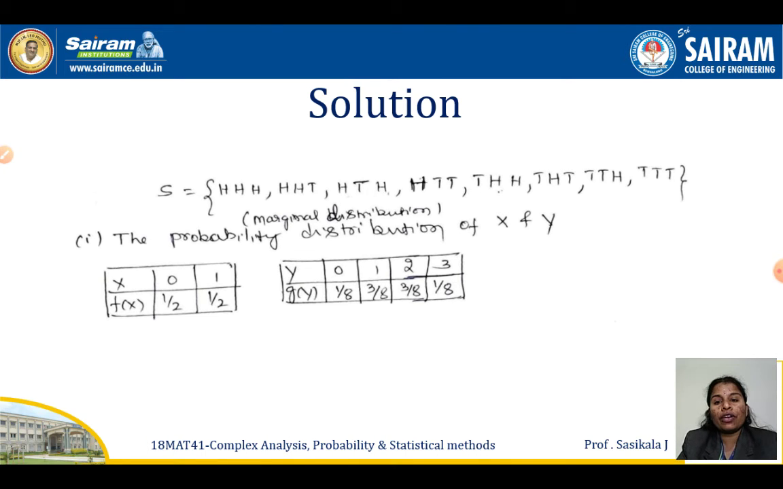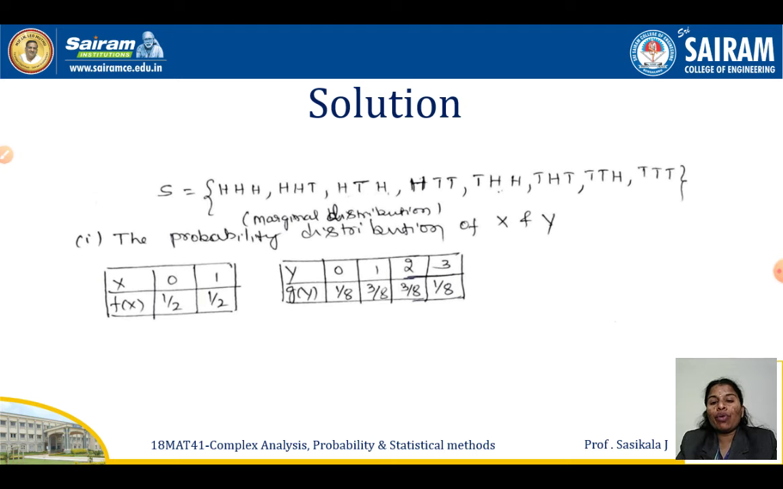What and all will be the outcomes? All 3 coins will give a head. Then first 2 alone will be a head, then a tail. Then head, tail, head. Then head, tail, tail. Tail, head, head. Then tail, head, tail. Tail, tail, head. Then all 3 will be tail. Okay, so this is the sample space. So the total number of outcomes will be 8.